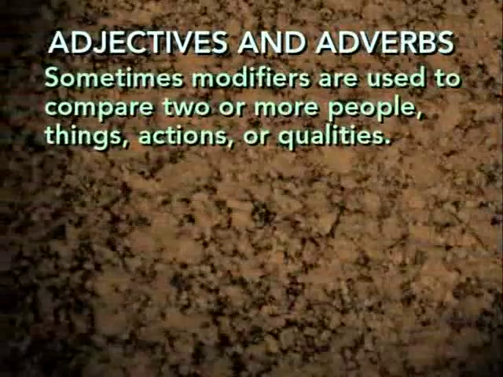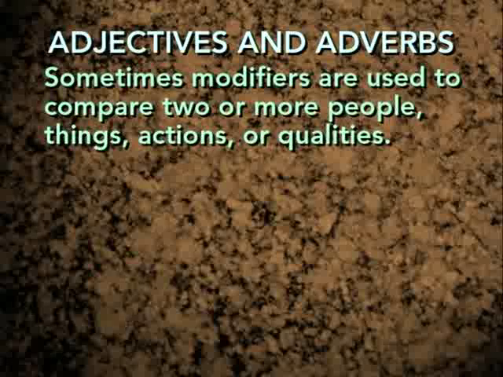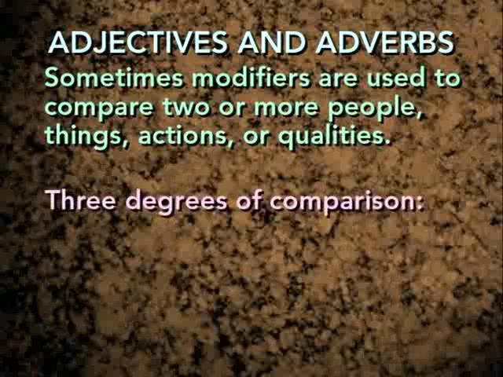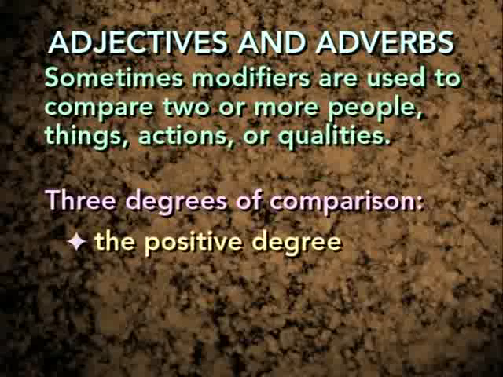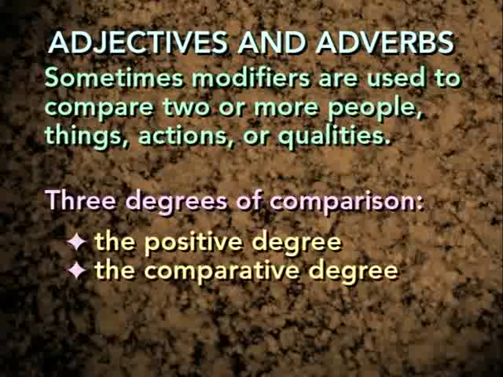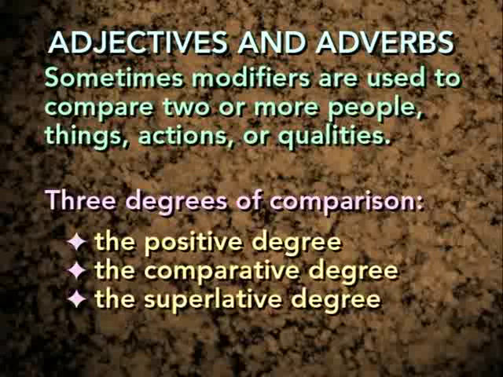Now let's go back to one-word modifiers, adjectives and adverbs. Sometimes modifiers are used to compare two or more people, things, actions, or qualities. In fact, there are 3 degrees of comparison. These 3 degrees are known grammatically as the positive degree, the comparative degree, and the superlative degree. In this lesson, we'll provide you with the rules you need to know to form and use all 3 degrees of comparison correctly.